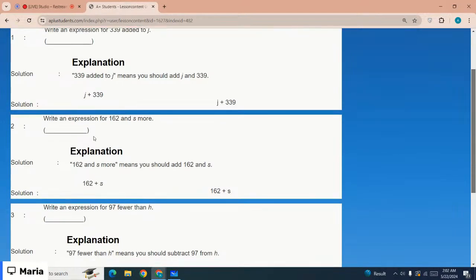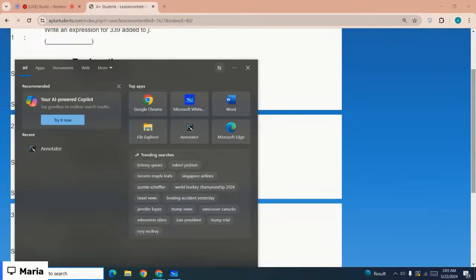The next one is write an expression for 162 and s more. More means you need to add. So that would be 162 plus s, right? That is 162 plus s.